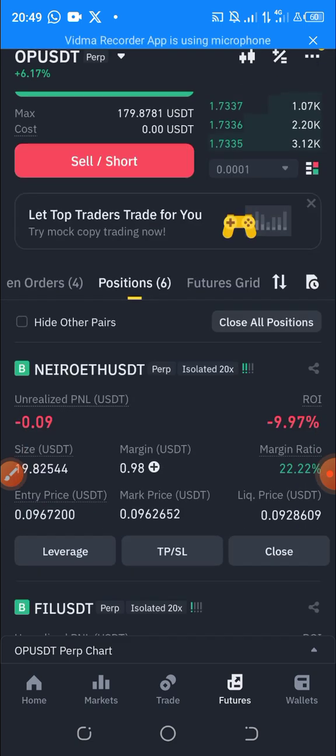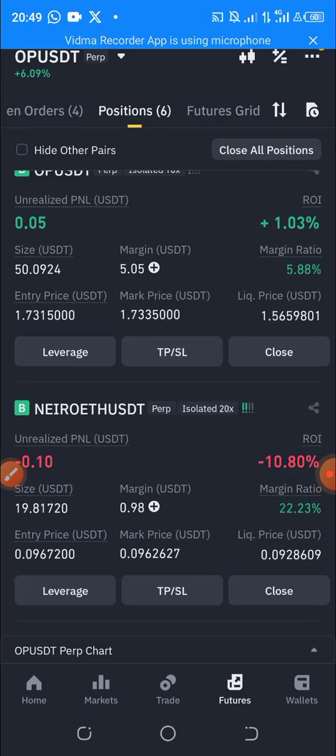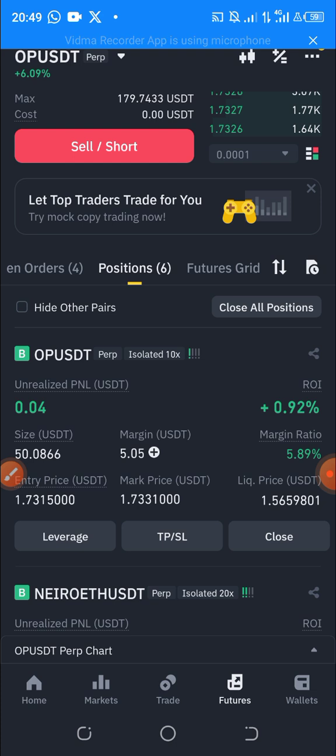So you have entered a trade of this OP now. Where is the OP? I've entered the OP trade, and you can see now this is my OP.